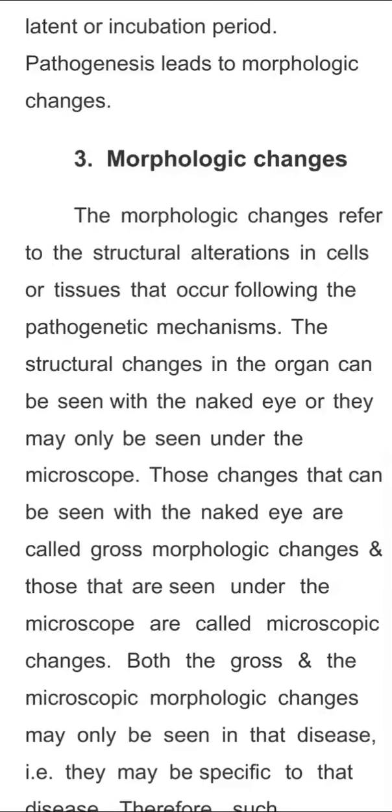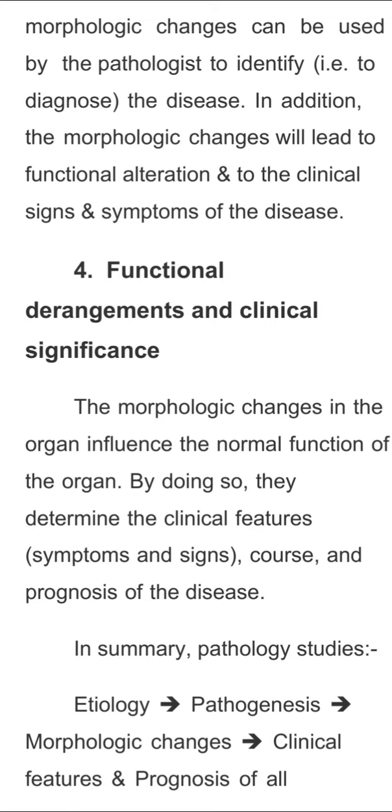The morphologic changes refer to the structural alteration in the cells or the tissues that occur following the pathogenetic mechanism. The structural changes in the organ can be seen with the naked eye, or they may be seen only under the microscope. Those changes that can be seen with the naked eye are called gross morphologic changes, and those seen under the microscope are called microscopic changes.